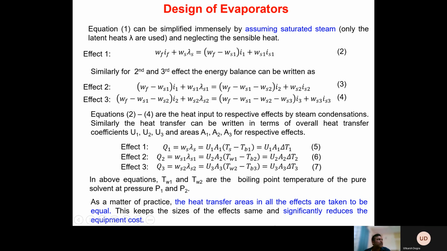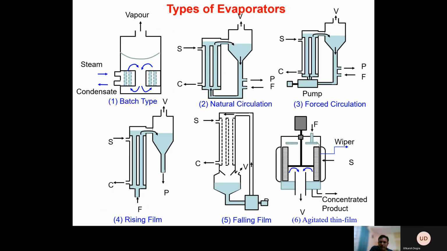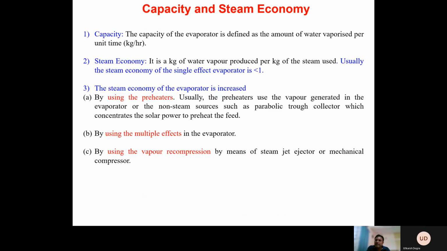Again, evaporators are primarily used in the paper industry, food industry, production of salt and sugar, etc., isn't it? So it's an extremely important operation. We started looking at different types of evaporators. Then we said that two quantities are important: capacity and steam economy. Capacity is the amount of vapor produced per unit time, whereas steam economy is how much steam you are using for producing per kg of water vapor. So that ratio is called the steam economy.